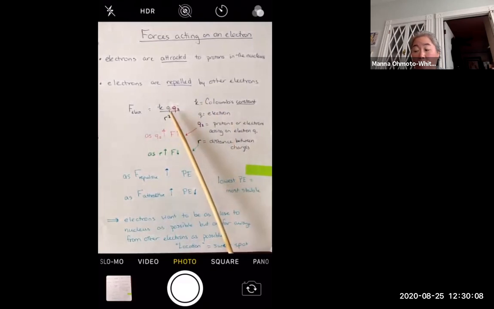So as Q2 increases, the force increases, it's a direct relationship. But because r is in the denominator and squared, it is going to have an exponentially inverse effect. So as r increases, F will decrease exponentially.